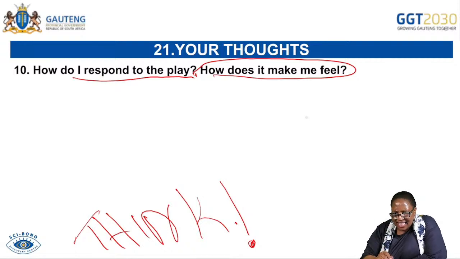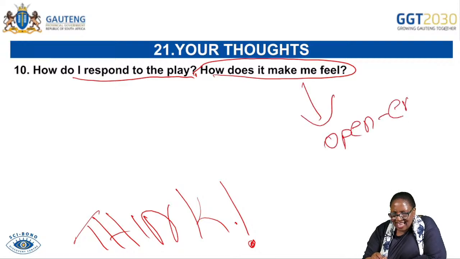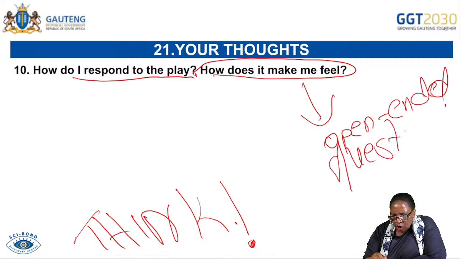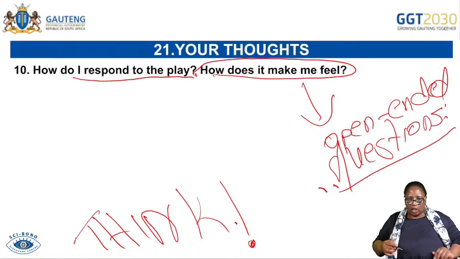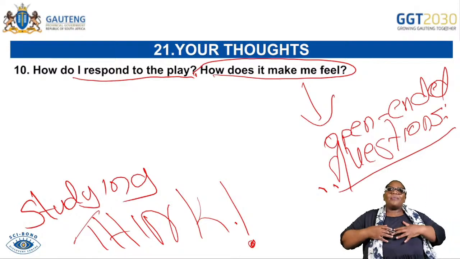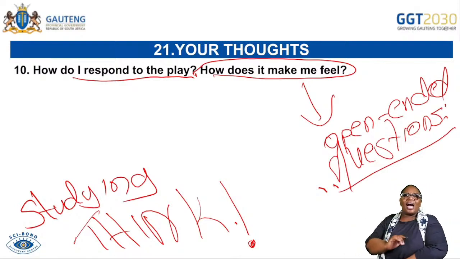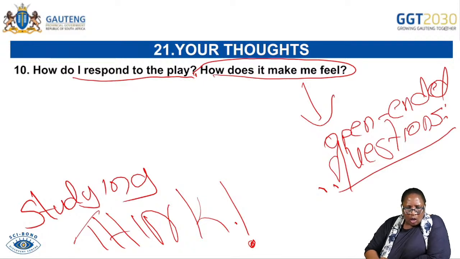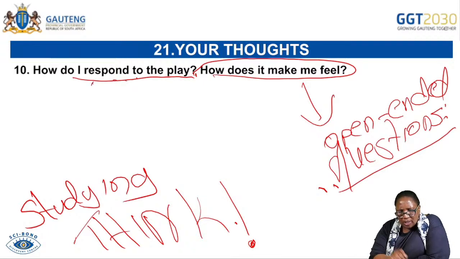And that will culminate in questions which we always term open-ended questions. But at this stage of your study, it is where you are reading or you are studying, and we want you to do what? To formulate your emotions. We want to know where you are. We don't want to leave you out. We want to know how you respond to this play, and we want to know how it makes you feel.